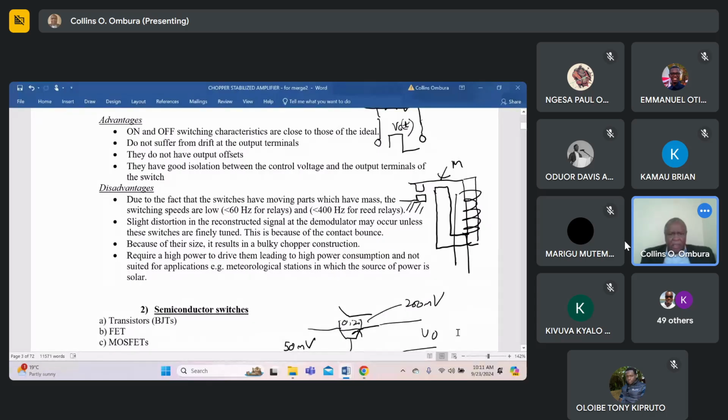So our topic was a chopper stabilized amplifier. It was called a chopper because the input signal is chopped before going into an AC amplifier. The chopping performs what is known as frequency translation.